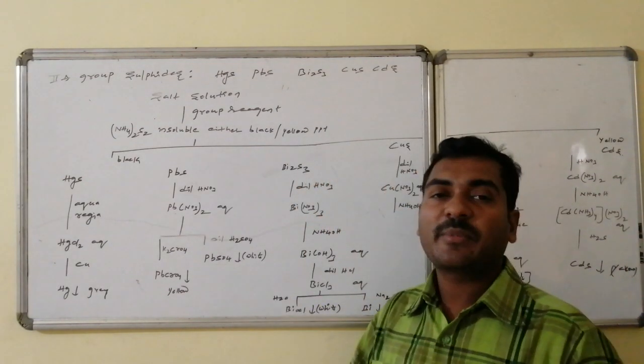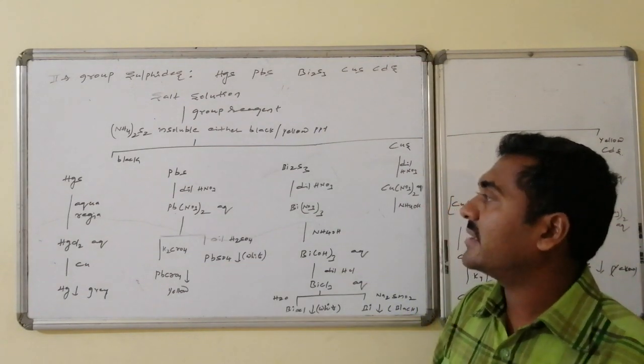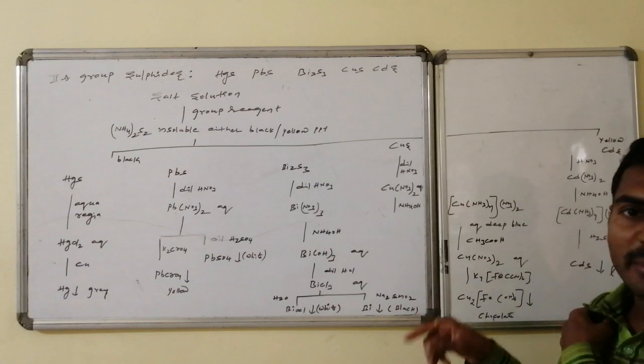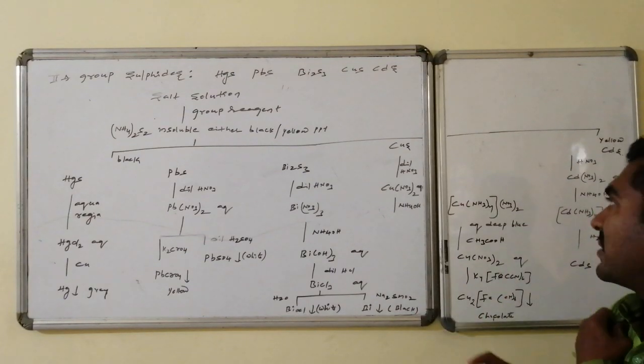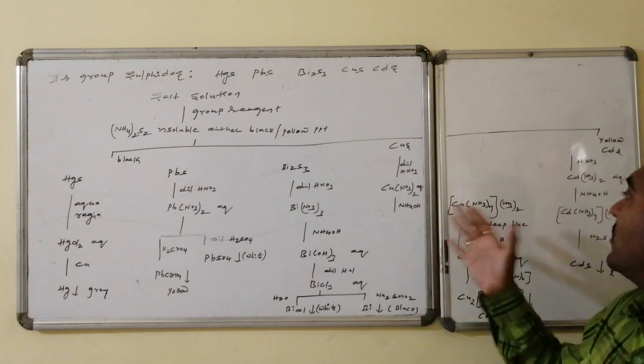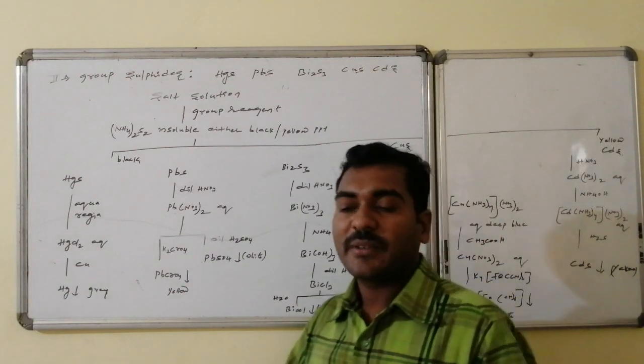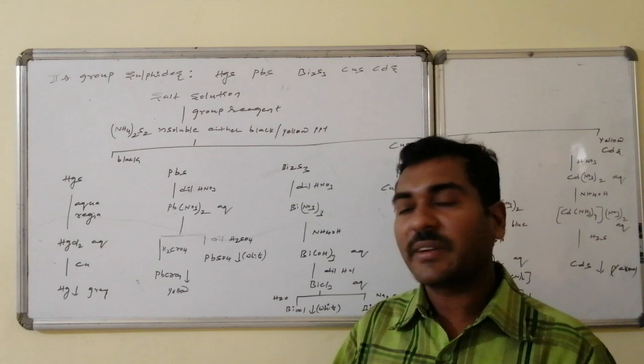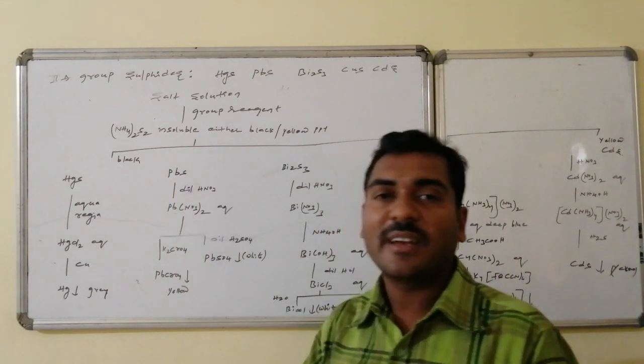The black colored precipitates are: one, mercuric sulfide; second, lead sulfide; third, bismuth sulfide; fourth, copper sulfide; and the yellow one is cadmium sulfide. These are the five: 1, 2, 3, 4 and 5. If we go for the total flowchart related to the salt analysis of the second A group cations, all are insoluble in yellow ammonium sulfide.